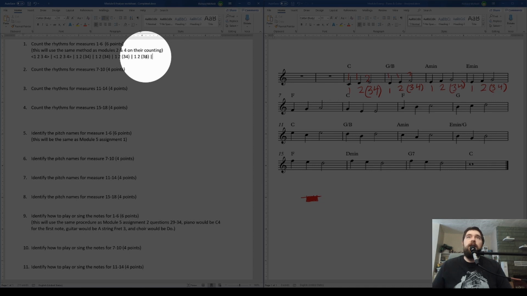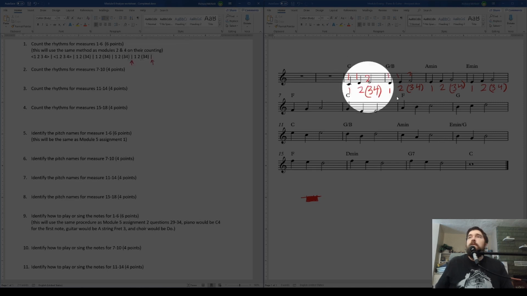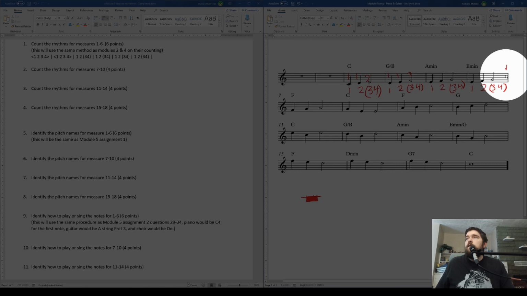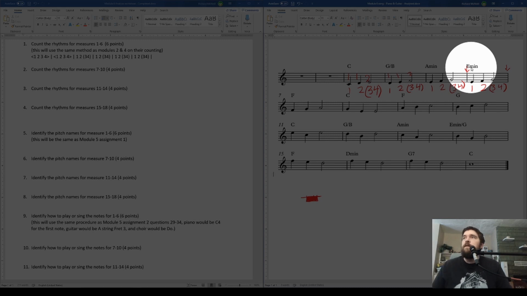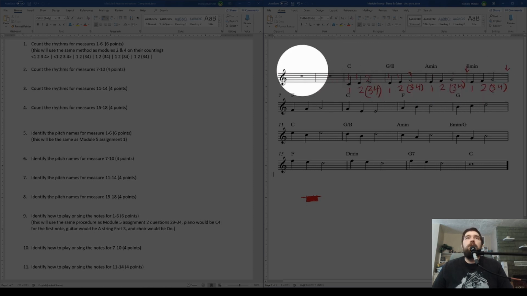Make sure you are adding these bar lines. These bar lines right there that divide up the measures, copy them from your examples over here. So in my music, here is a bar line, and here is a bar line. Make sure you're copying over those bar lines from the music. All right, so that's the example for measures 1 through 6.